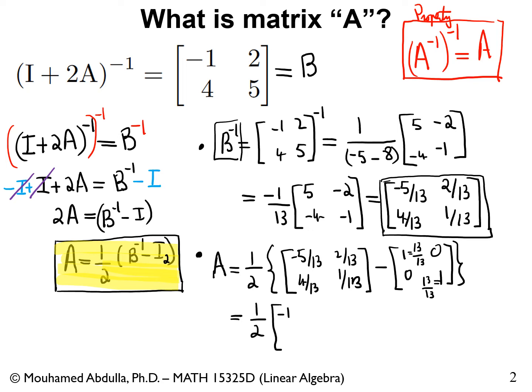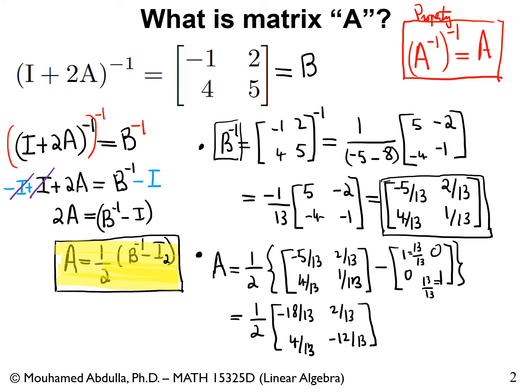Minus 18 over 13. Here we have 2 over 13 minus 0, which is 2 over 13. Here we have 4 over 13 minus 0, which is 4 over 13. And then here we have 1 over 13 minus 13 over 13. So 1 minus 13, so minus 13 plus 1, this becomes minus 12 over 13. And this is what we got.